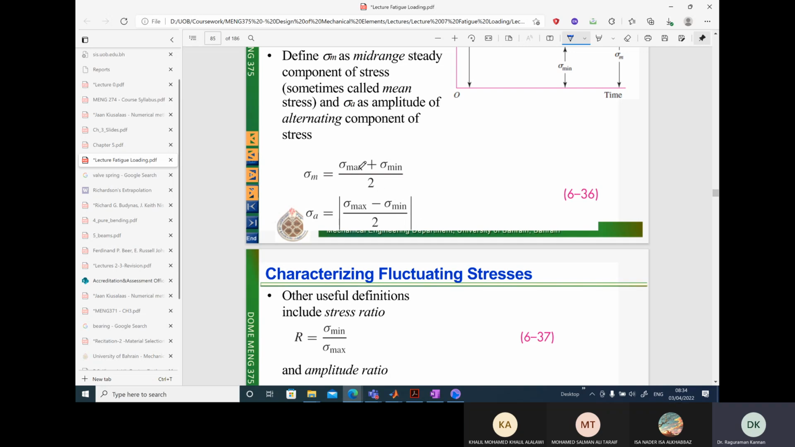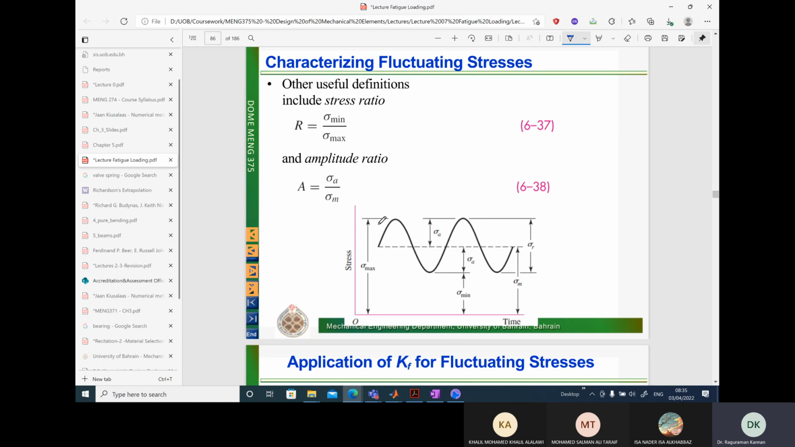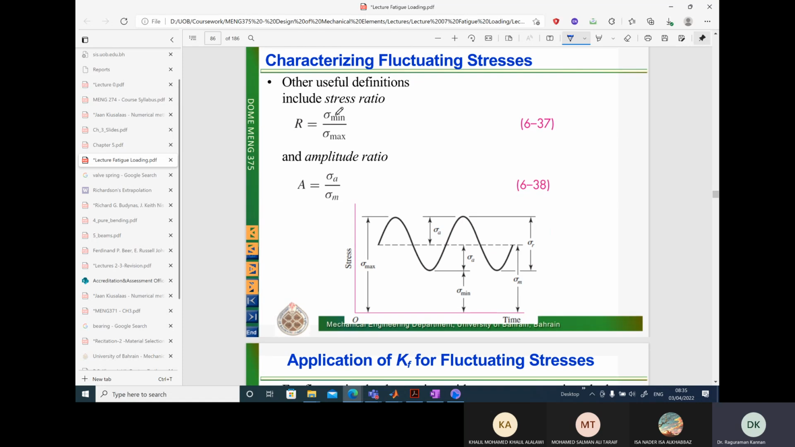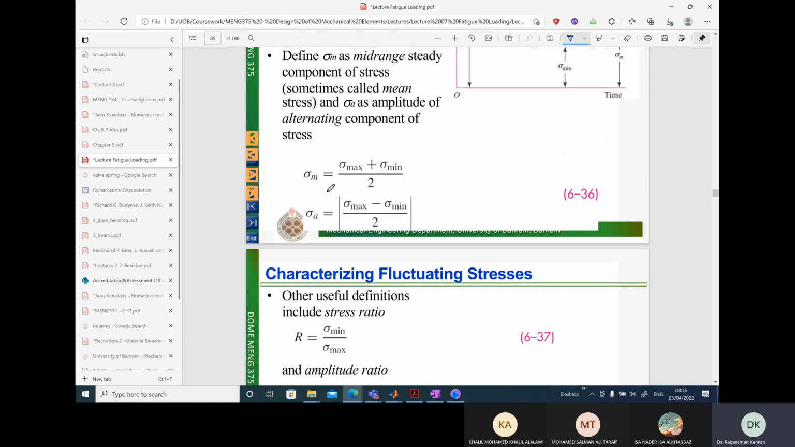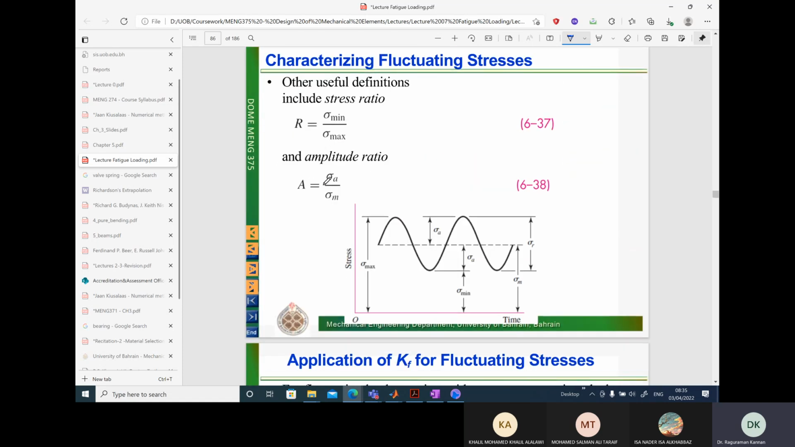Mean stress, on the other hand, can be positive or negative, and it is without the absolute sign. Okay, so we define these two. There is also a stress ratio, which is given by the ratio of sigma minimum to sigma maximum, and an amplitude ratio, which is given by the amplitude over mean stress. So all these values can be plotted in a graph, and an output can be given in terms of these 4 different values.